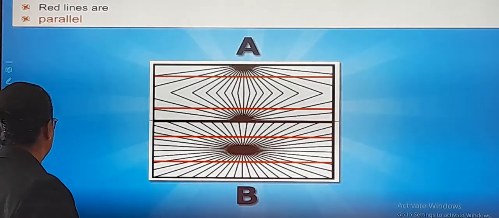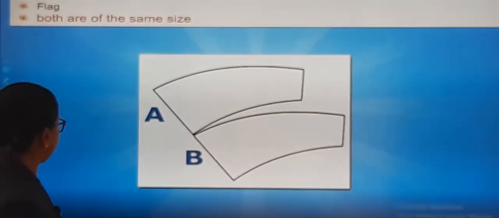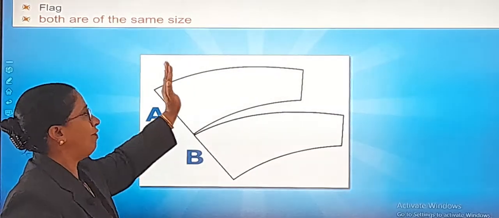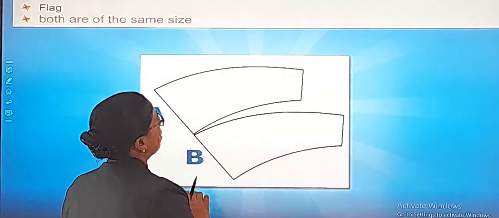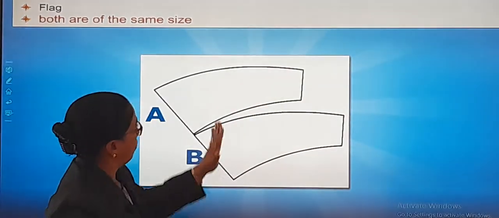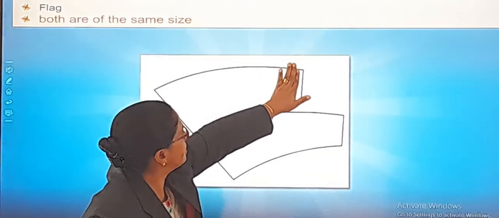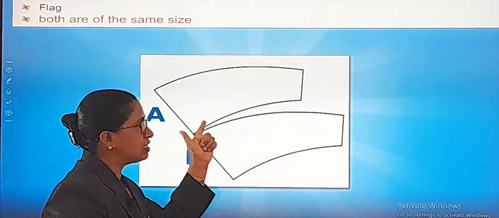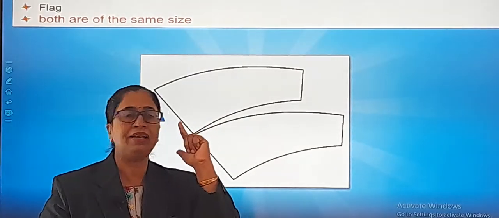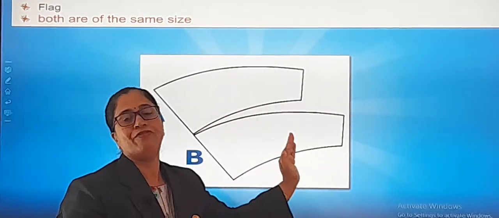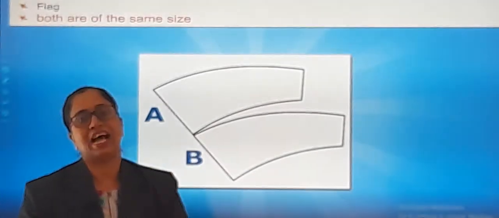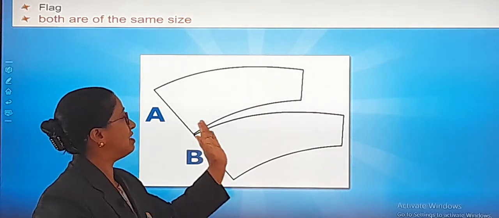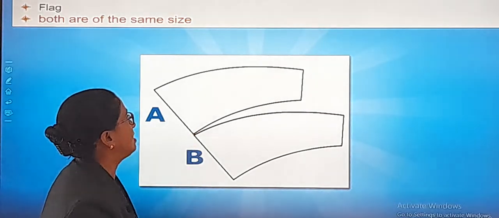Let's see the other image. Flag, both are of the same size. Now when you look at this flag, flag A, if you look at the size of flag A and B, you feel this is smaller and this is bigger. The way you see it, you send the information to your brain that flag A is small and flag B is big. But that is an illusion. That is not a real image. That is a false belief. Why? Let's measure and see.